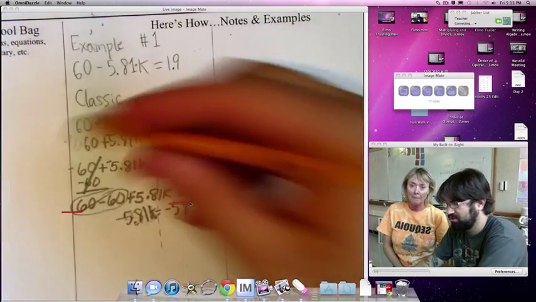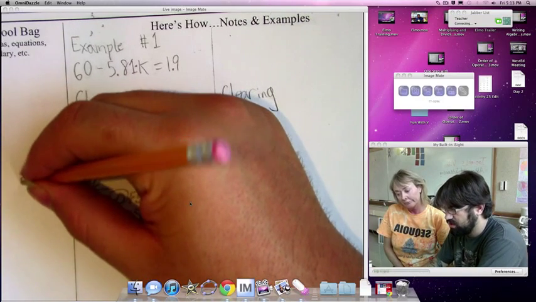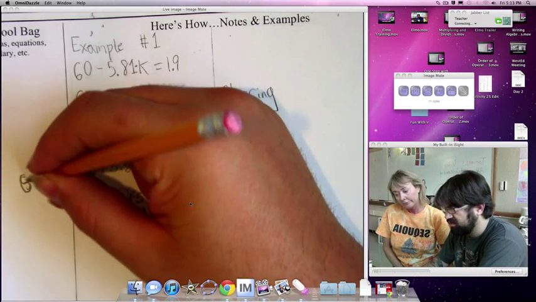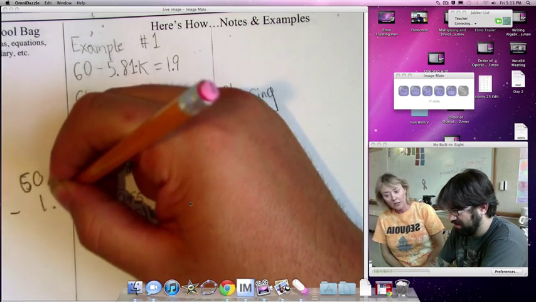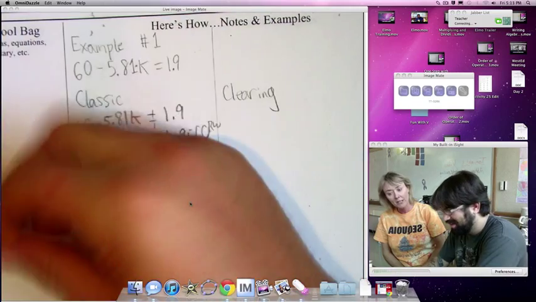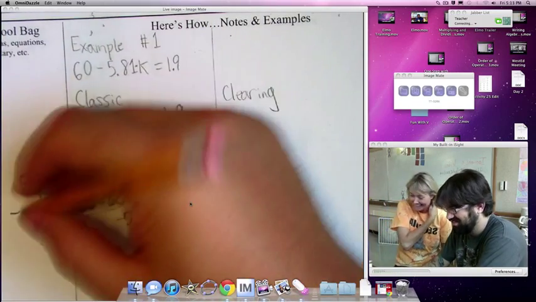If you want to show a little bit of scratch work, think about it. You owe someone $60, so you're paying them off. You owe me $1.90. Okay, then you owe me $58.10. I got to line up the decimals, $58.10, yeah.